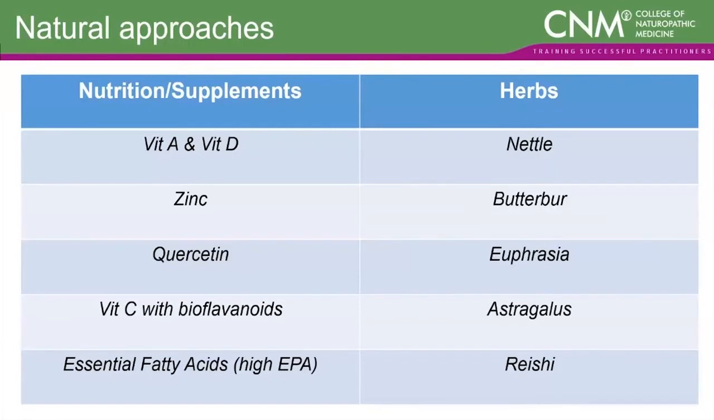Astragalus is really more used as a preventer rather than an actual treatment. And then reishi, which is a mushroom, is a brilliant immune modulator. There are loads of different mushrooms, but it's probably one of the most researched within the realms of atopic conditions. So hopefully that gives you a bit of background on some of the nutritional and herbal approaches that you may want to do a bit of background reading on.